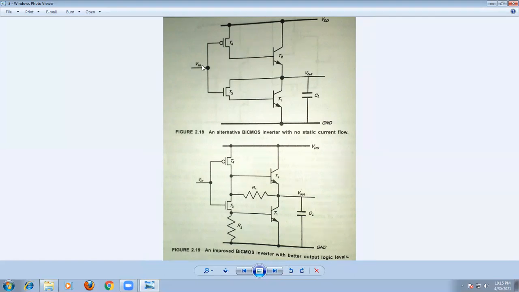With 0 volts at the input, this is on and supplies a sufficient amount of current to the transistor T2. So this is also on, and this is off, and this is also off. So two transistors will be off, and two transistors will be on when the input is 0. The capacitor again charges to the value of VDD, and we get the output high.